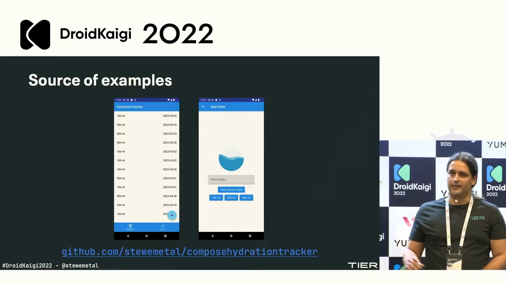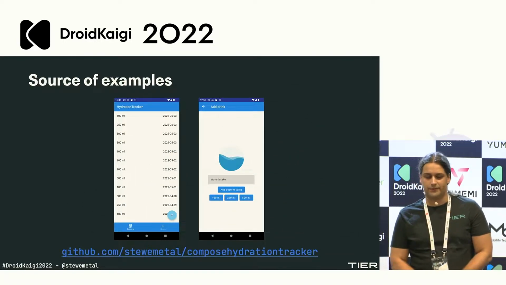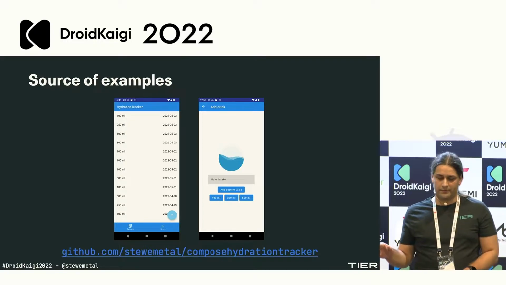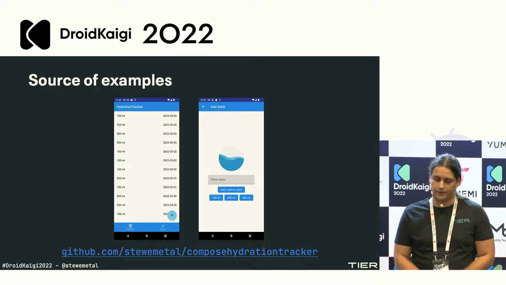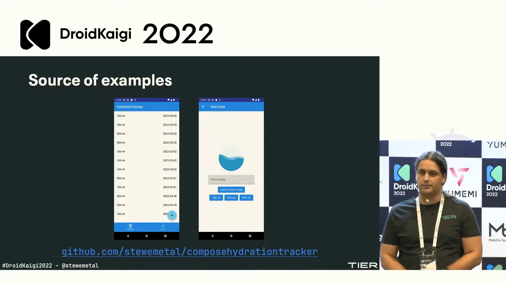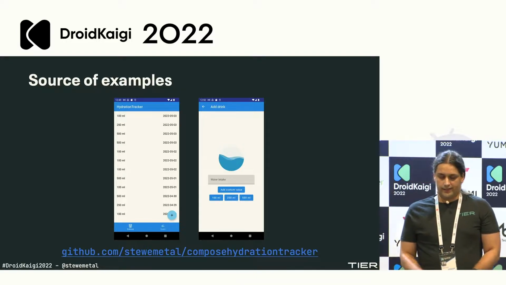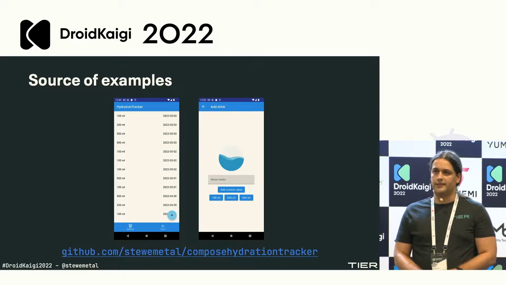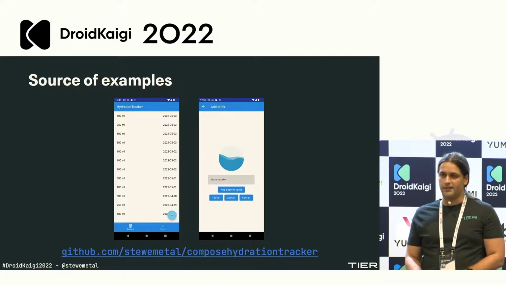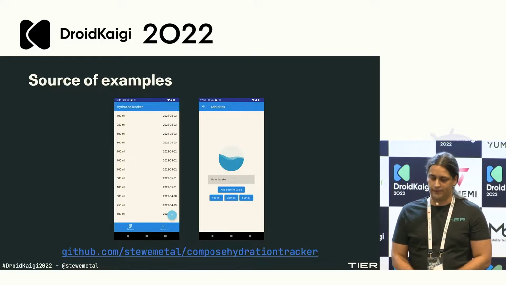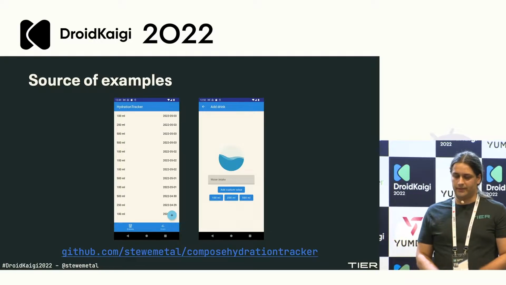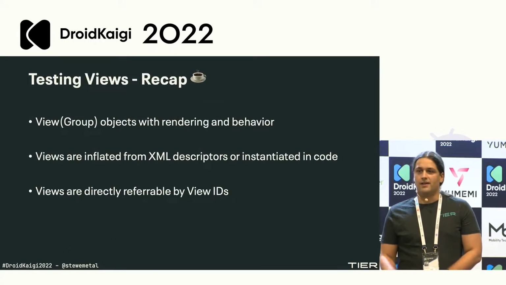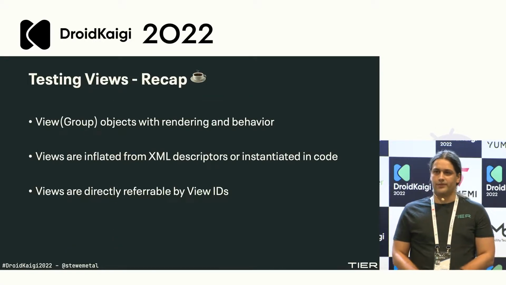A little disclaimer before we really jump into the topic. All of the example code is taken from this small hydration tracker project that I put together for this presentation. It's really just a simple two, three screen hydration tracker application, just for testing Compose. So feel free to check it out. It's available on GitHub.